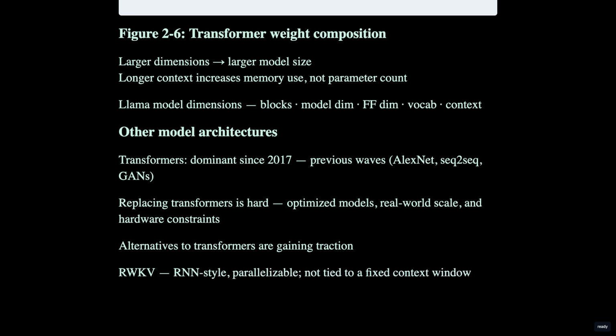RWKV is an RNN-based architecture engineered so training can be parallelized efficiently. Unlike transformers, it doesn't impose a fixed context window in theory, but that theoretical unlimited context doesn't guarantee strong performance on very long sequences in practice.